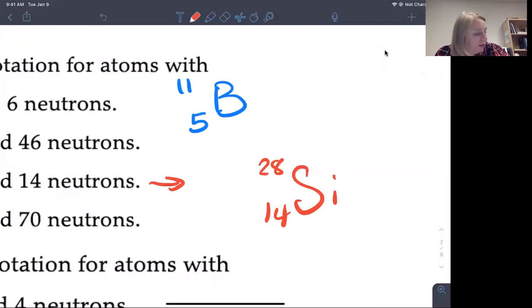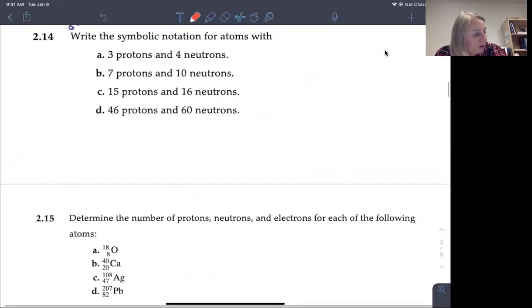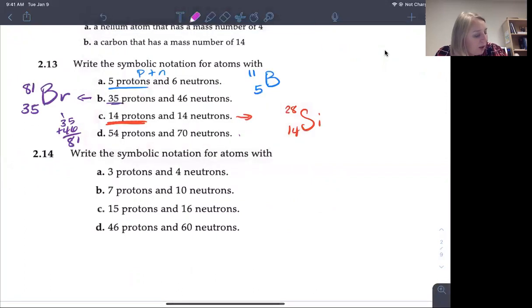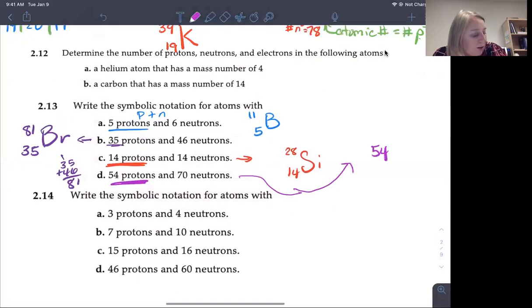And let's see. We're almost done. We're getting close. All right. Then we have 54 protons and 70 neutrons. So I know 54 is going to go on the bottom. And I know that I need to add 54 plus, let's do it, 70, right? 4, 12, 124, so 124.